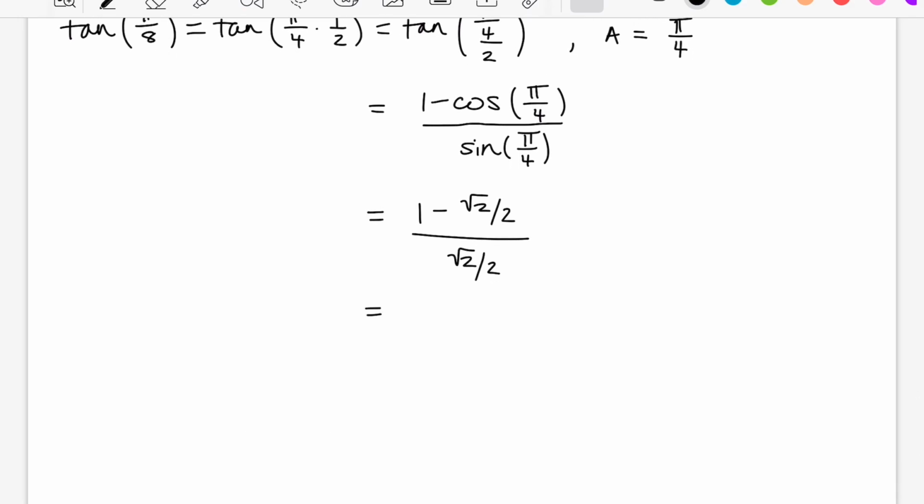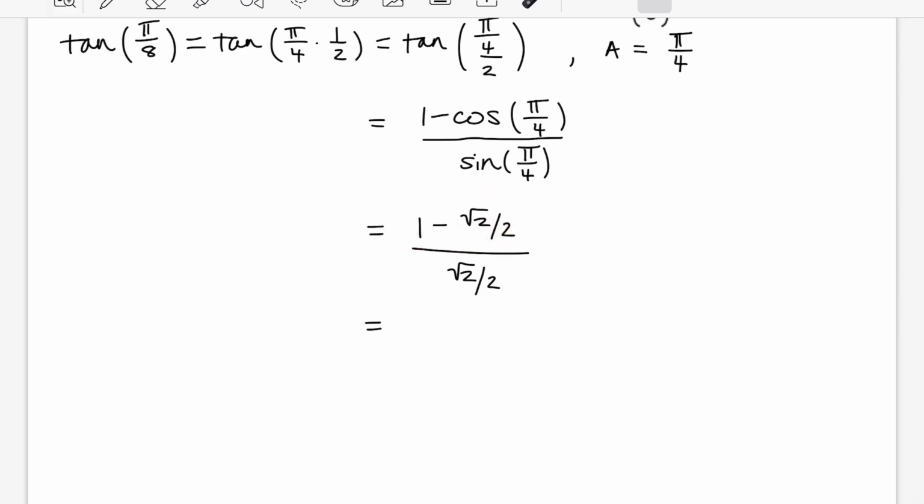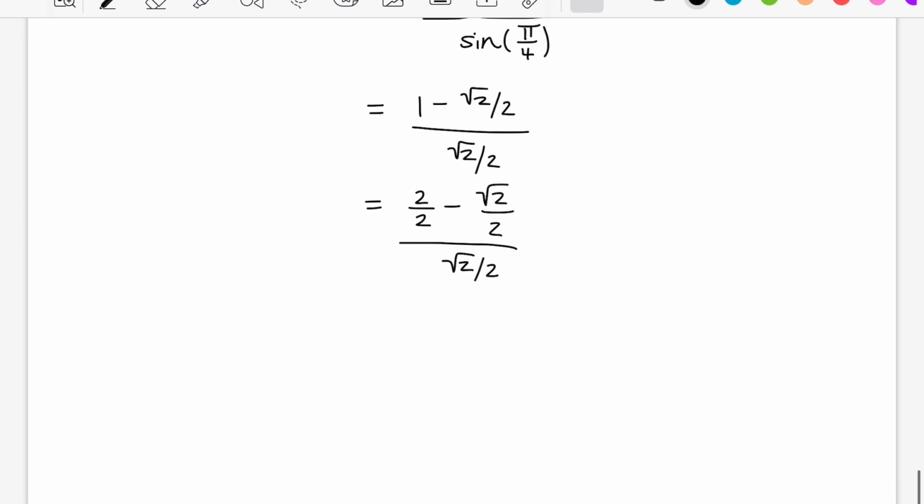Now what we want to do is simplify this. We'll rewrite this numerator to have a common denominator so we can subtract them. So we'll get 2 over 2 minus square root of 2 over 2. And this is still all over the square root of 2 over 2. Now this is going to be the same as 2 minus the square root of 2 all over 2 in our numerator. And since we're dividing by the square root of 2 over 2, what we can do is multiply this by the reciprocal of that. So that'll be 2 over square root of 2. Now these guys here will cancel. So we're left with 2 minus the square root of 2 over the square root of 2.